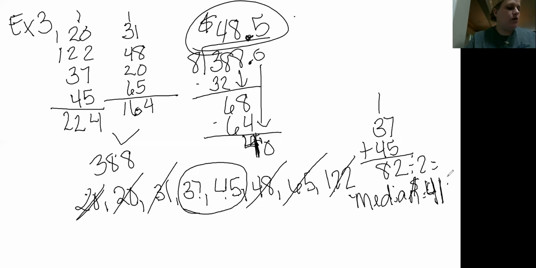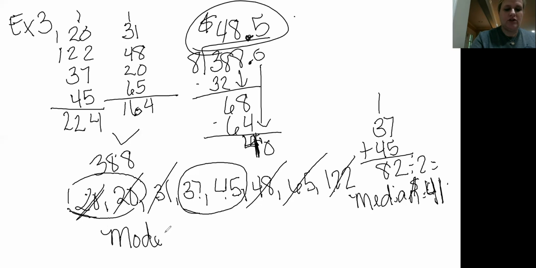And then the mode is the value that occurs most often. And you can see there's only one of each of these numbers except for 20. 20 occurs twice. I haven't seen a $20 pair of sneakers in years, but okay. So the mode is 20. It's the number that occurs the most. So that's the mode.